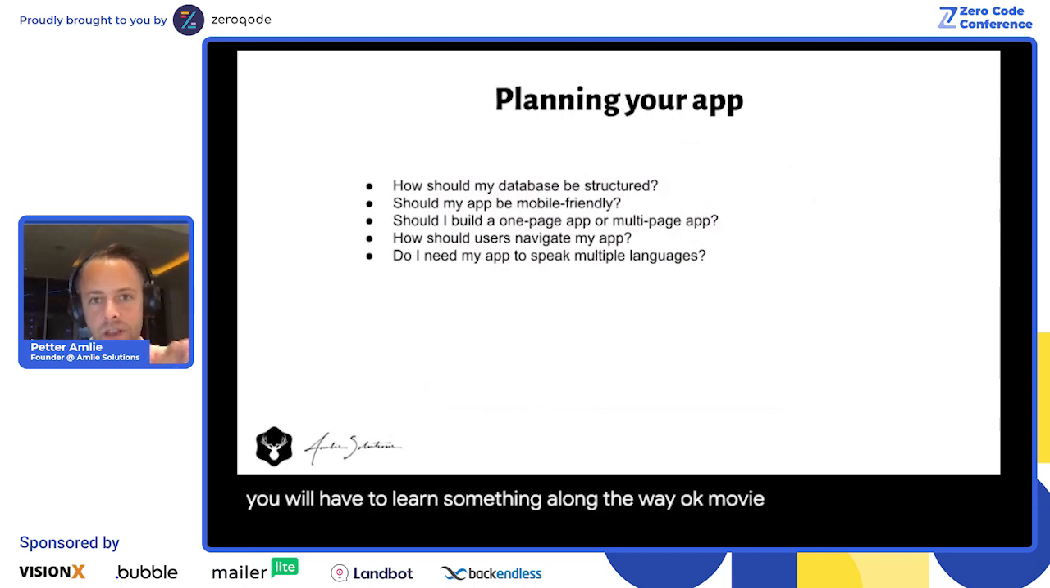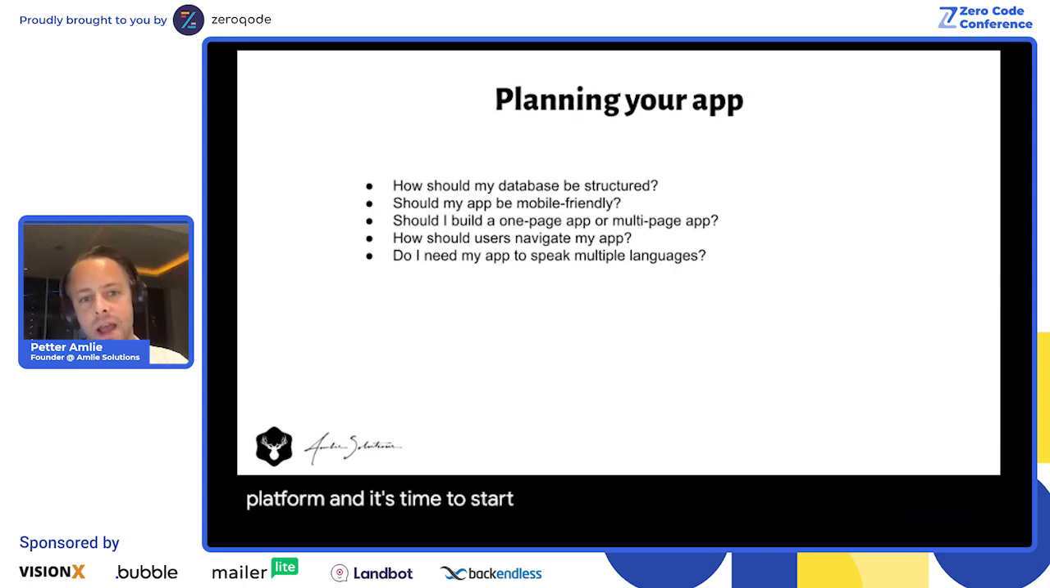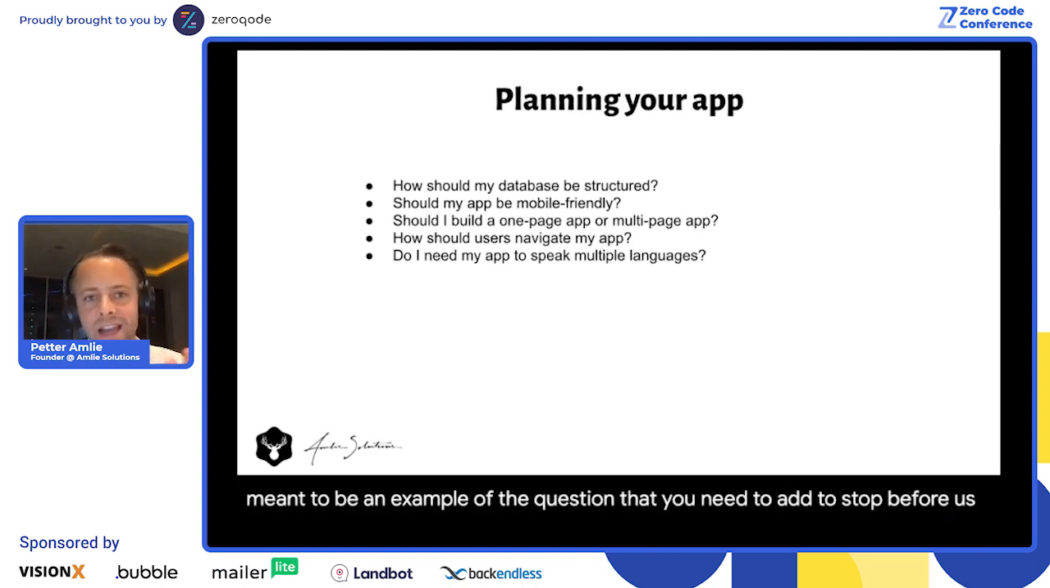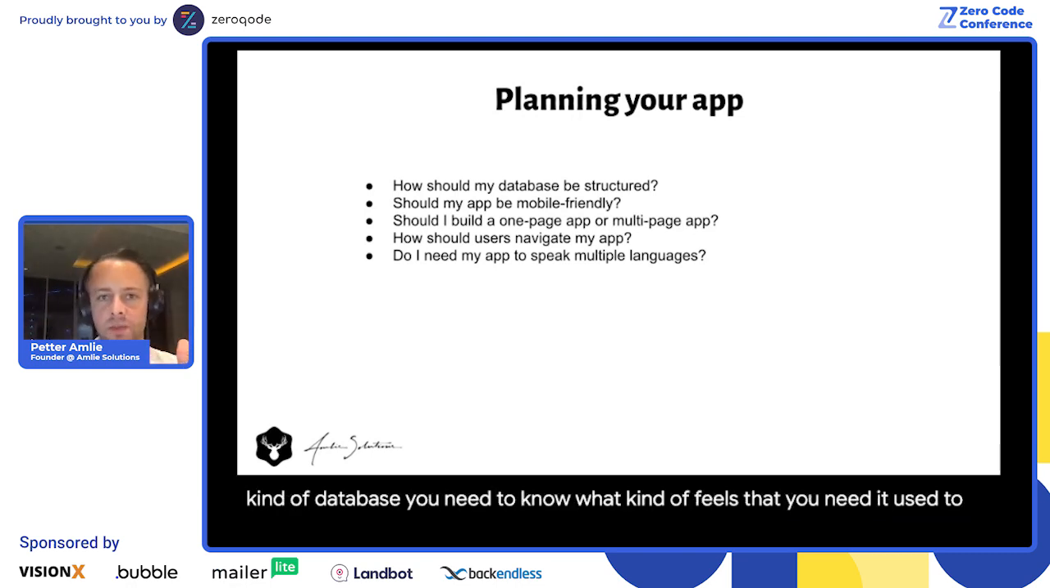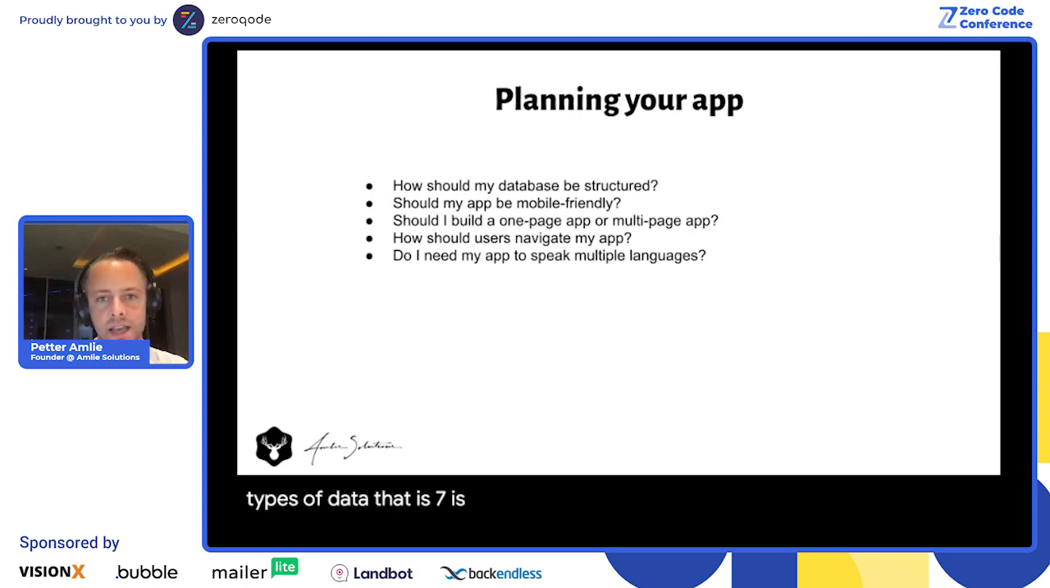Okay, moving on. You've chosen your platform, and it's time to start planning your app. And this is not an exhaustive list. This is meant as an example. But these are the kinds of questions that you need to ask yourself before you start doing anything on screen, right? So, let's say you're building a CRM, what kind of database do you need? What kind of fields do you need for each user and for each type of data that you're saving in this database? How can you connect them efficiently and stuff like that?